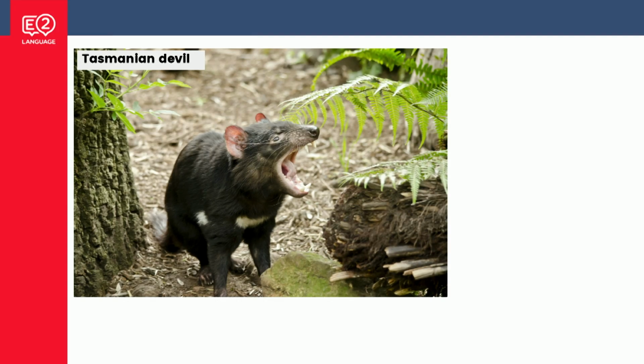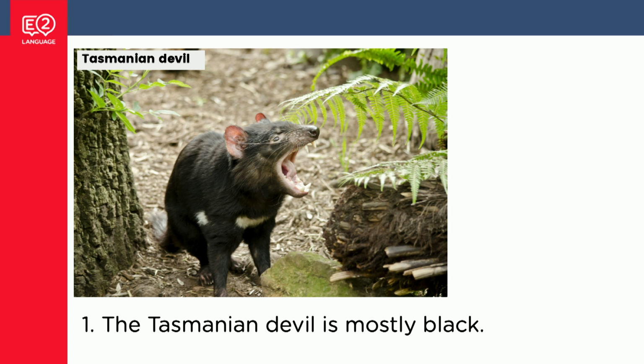Well, we're going to start really basic, okay? I'm going to start with this little guy. This is a Tasmanian devil. Let's check out 3 sentences and answer them either true, false, or not given, based only on what we see here, what's in the picture. I told you we were starting basic. Number 1, the Tasmanian devil is mostly black. So I can see he's got a little bit of white on his chest and under his arms, but he is mostly black. This is true.